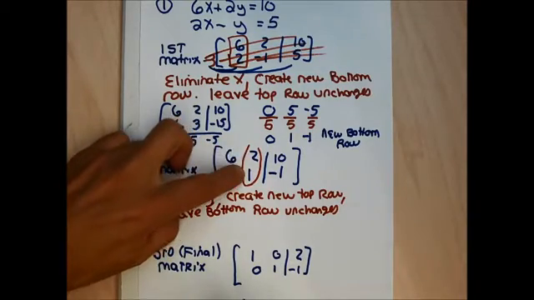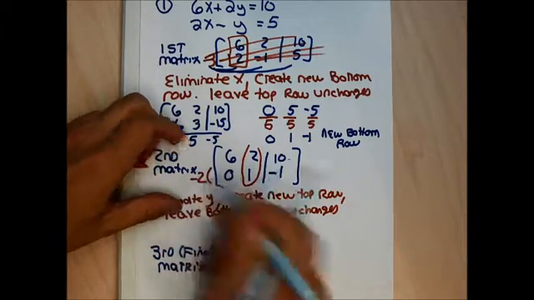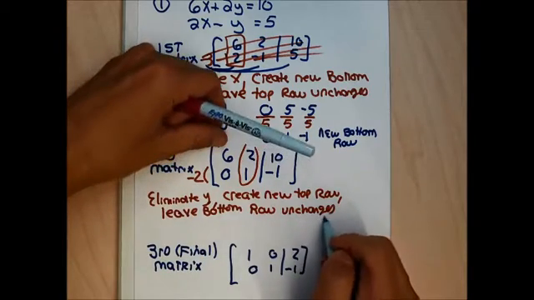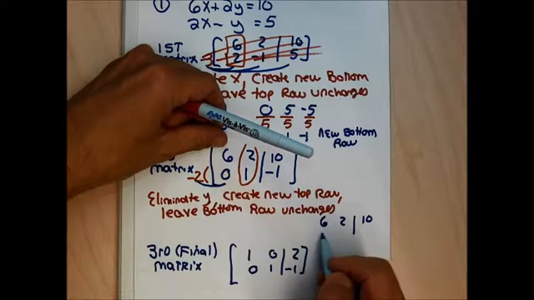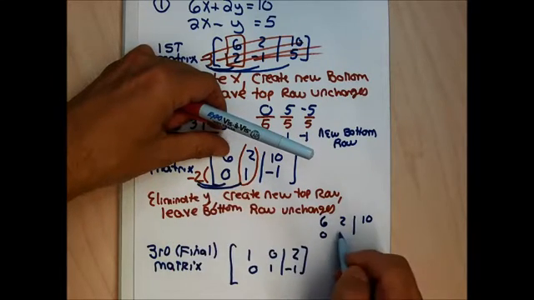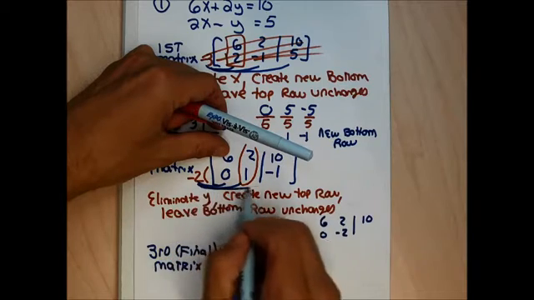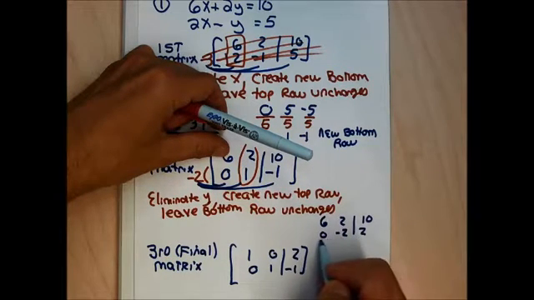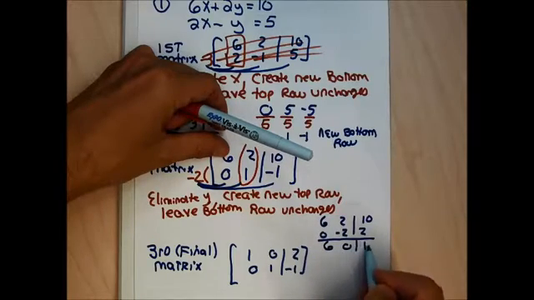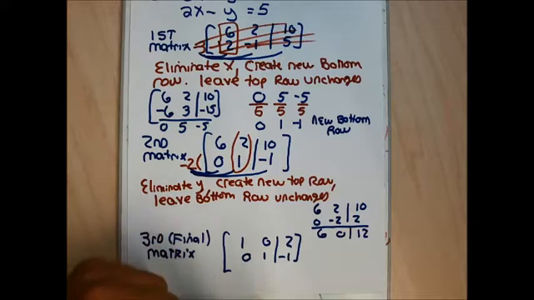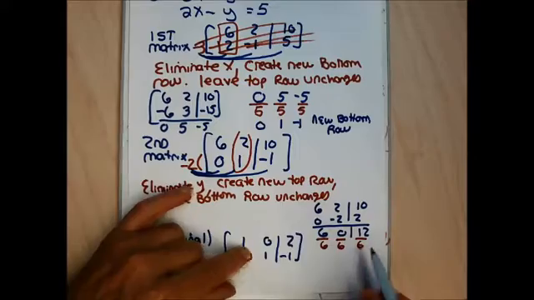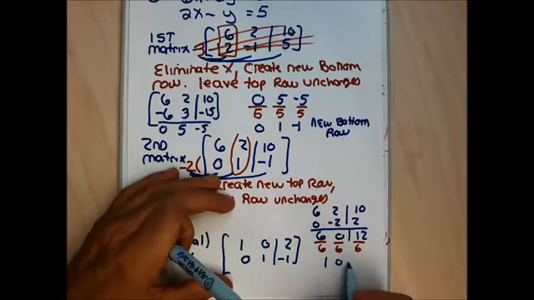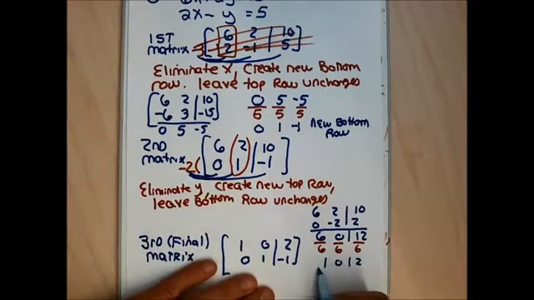I'm going to leave that a 2 and make that a negative 2 by multiplying by negative 2. So I'm going to leave the top row at 6, 2, and 10, and then go negative 2 times 0 is 0. Negative 2 times 1 is negative 2. Negative 2 times negative 1 is positive 2. Add these together and get 6, 0, and 12. Each of these numbers is divisible by 6, so I'm going to divide it by 6 and get 1, 0, and 2. And this is going to be my top row now.